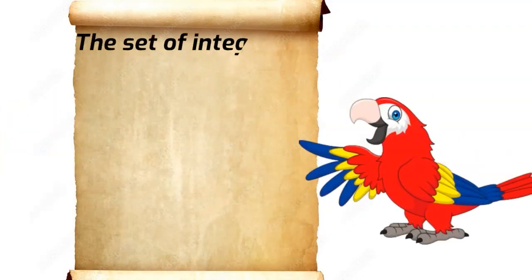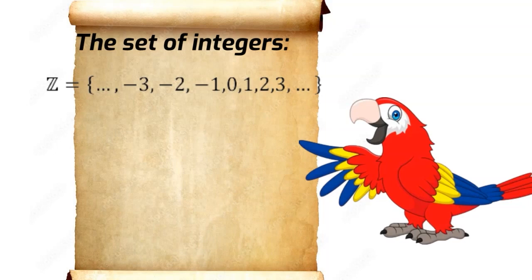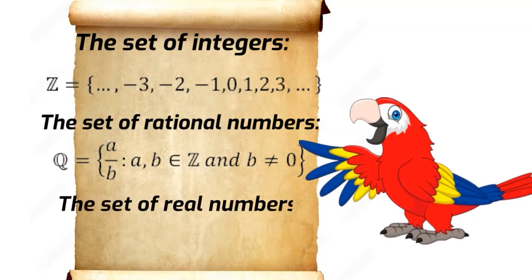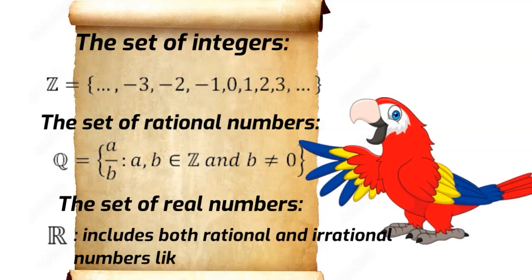The set of integers stretches into infinity on both sides. It contains the negative counterparts of natural numbers. The set of rational numbers is the set of numbers like a over b. Here, a and b are integers and b must be different from 0. The set of real numbers is the set that contains both rational and irrational numbers, like the square root of 2.